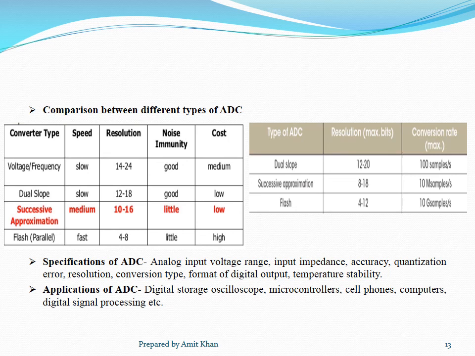Noise immunity is good for dual slope. Noise immunity is little for successive approximation, and noise immunity is little for flash type. Cost of dual slope is low, cost of successive approximation is low, and cost of flash type is high.